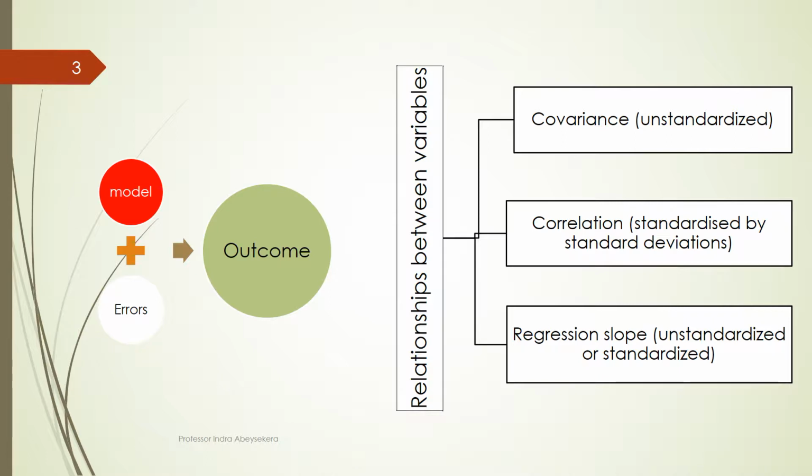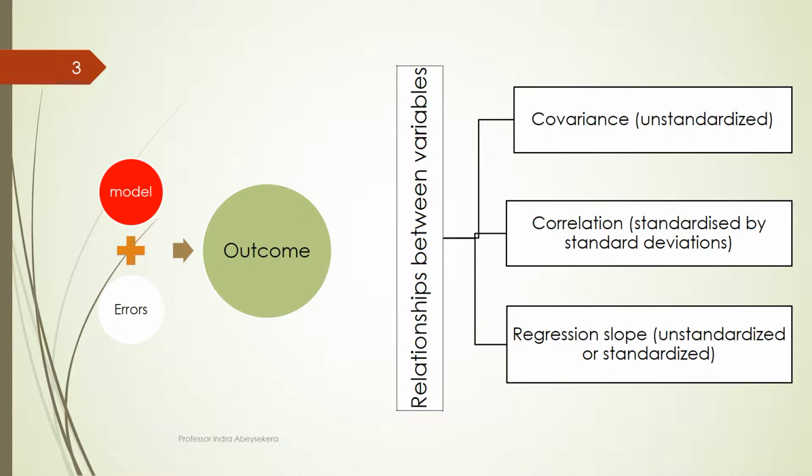We look at the relationships between variables, and to look at these relationships, we can use covariance. If there are two variables, we can use covariance and establish an unstandardized relationship using the raw measured values. We can standardize those measured values by the standard deviations of each variable and then establish a relationship called the correlation, and come up with a correlation coefficient about the strength of the relationship.